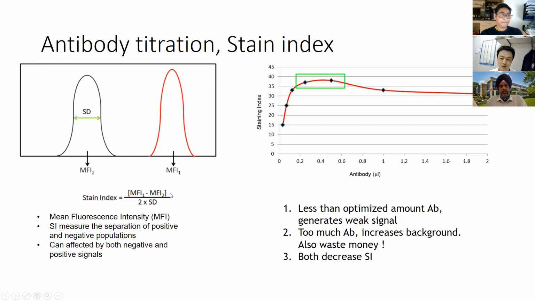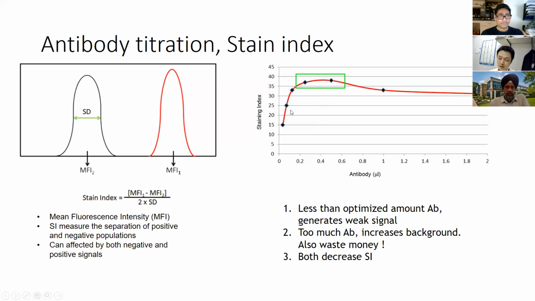So here is the formula we're going to use to calculate the stain index for each point. Then we plot every stain index value against the amount of antibody, and we get a curve. We're looking for the highest stain index, which gives the amount of antibody we're going to use for the next protocol.